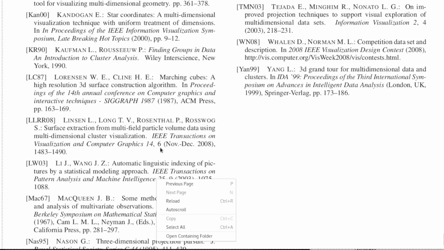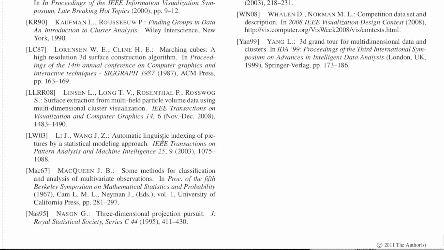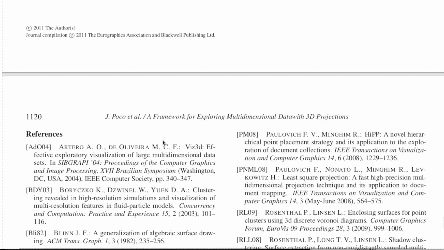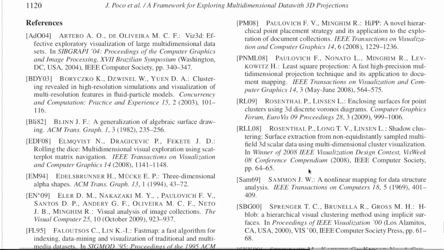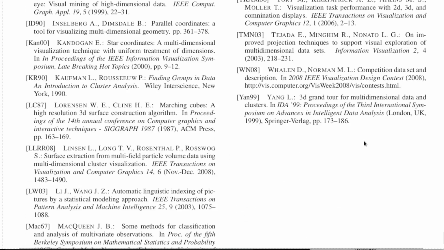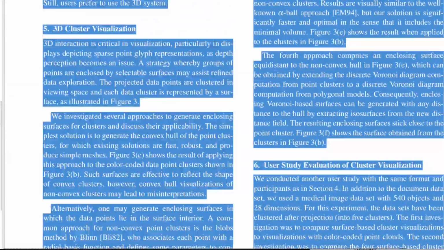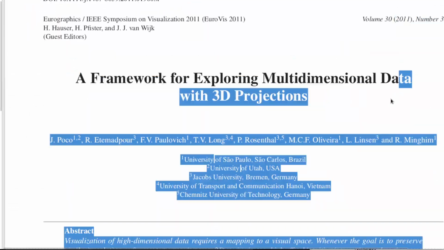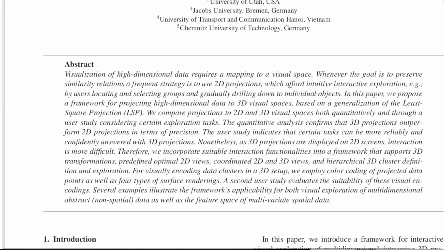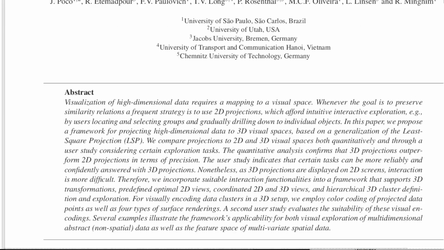Abstract. Visualization of high-dimensional data requires a mapping to a visual space. Whenever the goal is to preserve similarity relations, a frequent strategy is to use 2D projections, which afford intuitive interactive exploration, for example, by users locating and selecting groups and gradually drilling down to individual objects. In this paper, we propose a framework for projecting high-dimensional data to 3D visual spaces based on a generalization of the least square projection, LSP.